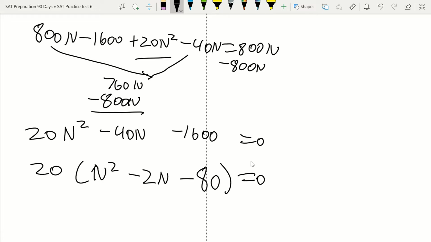Alright, so at this point, all we've got to do is factor this right here, this N squared minus 2N minus 80. When you're looking for factors of negative 80 that have a difference of 2, we know that's going to be a negative 10, to get this negative 2 here, times a positive 8, N plus 8. That's going to give us negative 80, and that's going to give us a difference of that negative 2. Okay, set that equal to 0.